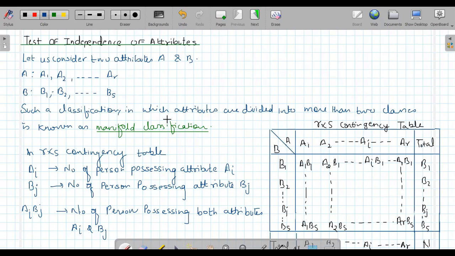Such a classification in which attributes are divided into more than two classes is known as manifold classification. Means if you can divide a characteristic into more than one categories, subcategories, then this type of categorization is called manifold classification.